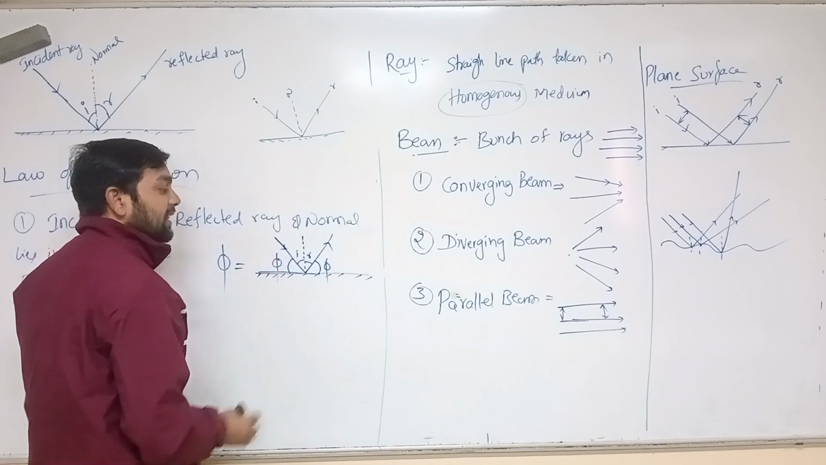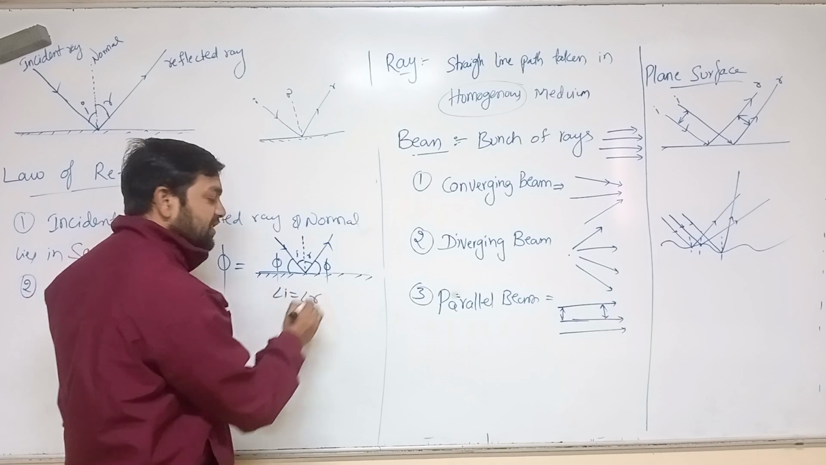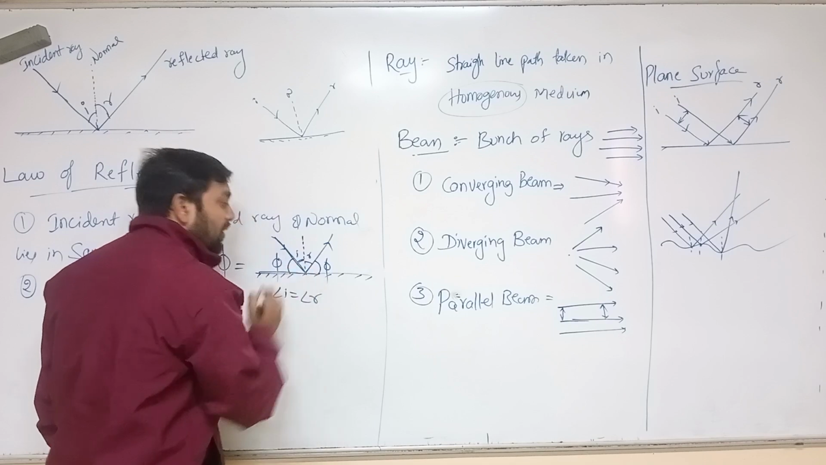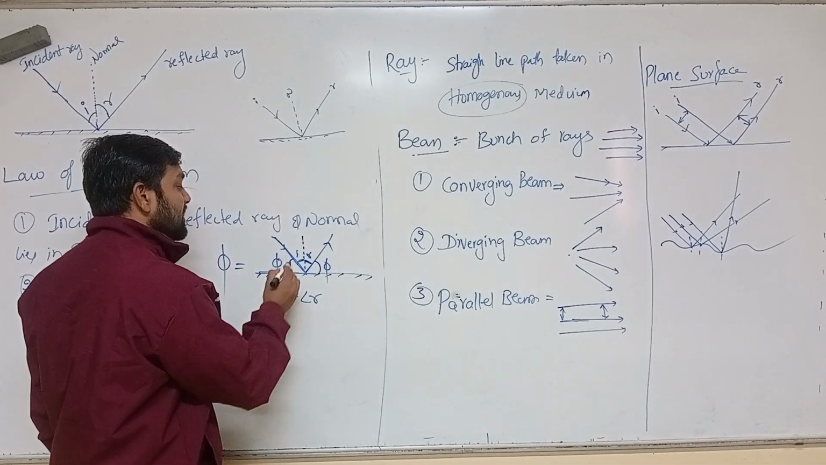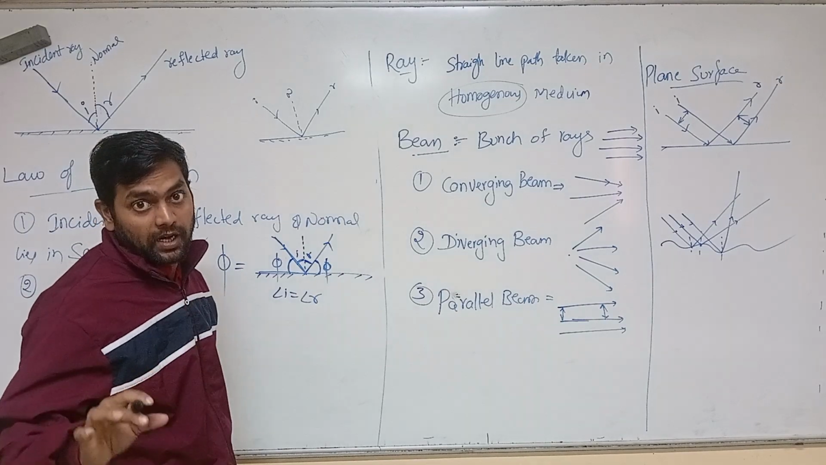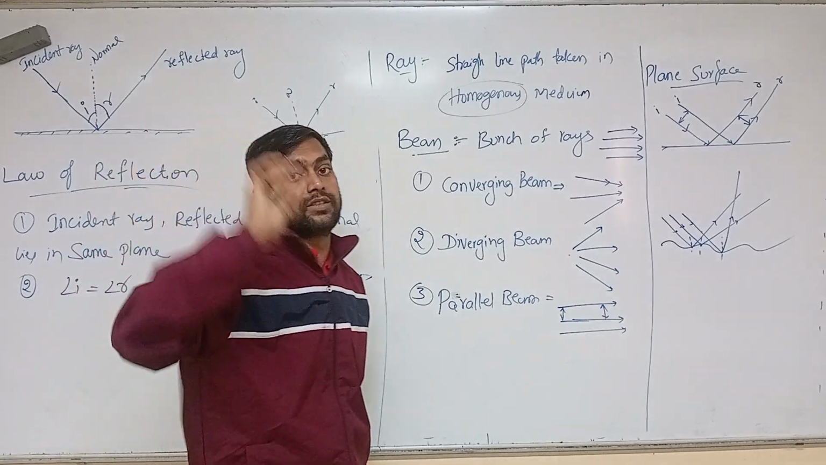Because the angle of incidence is equal to the angle of reflection, right? So for that reason, how much the angle is from here to here will be equal to the same from here. For that reason we can say this angle and this angle are both equal in reflection. We have to mention that in reflection, right?